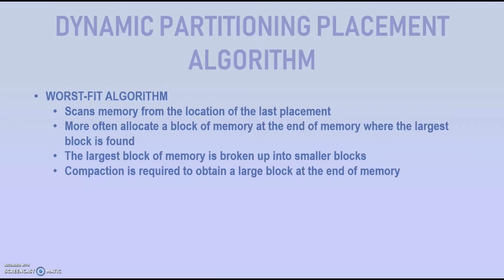The last algorithm would be the worst fit algorithm. This algorithm scans memory from the location of the last placement, and more often, it allocates a block of memory at the end of the memory where the largest block is found. So if a large process comes at a later stage, then memory will not have space to accommodate it. Therefore, the largest block of memory needs to be broken up into smaller blocks. So compaction is required to obtain a large block at the end of the memory. This is all for the dynamic partitioning placement algorithm.